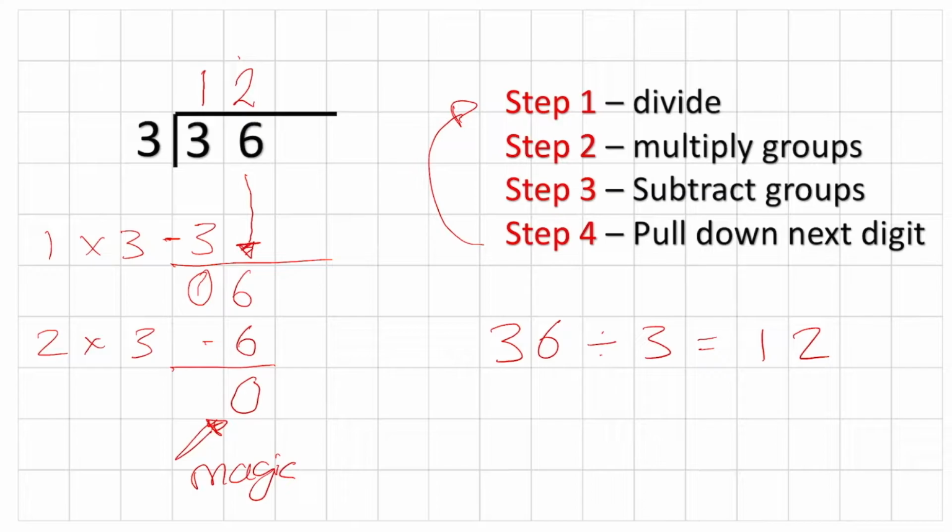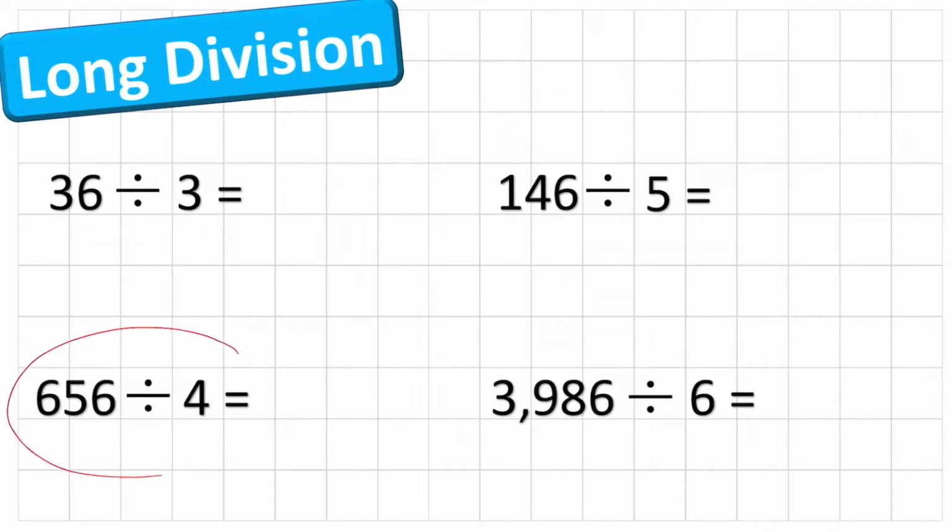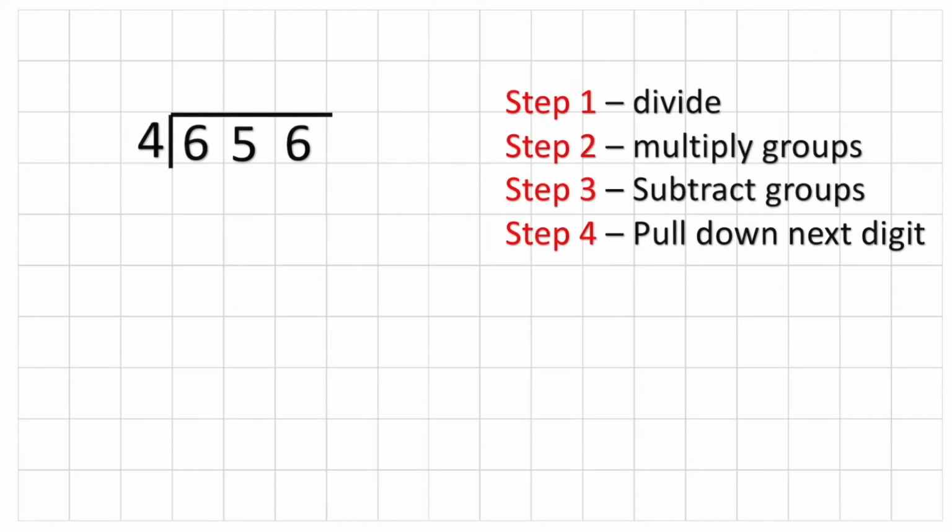Good job. Okay, let's move on to a slightly harder question. Let's have a look at this question here. 656 divided by 4. So we're going to have the same steps again, and I'm going to put my dividend of 656 inside my bus stop and my divisor 4 on the outside, and I can just do the same thing again.